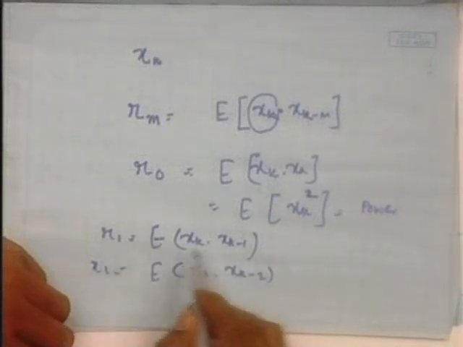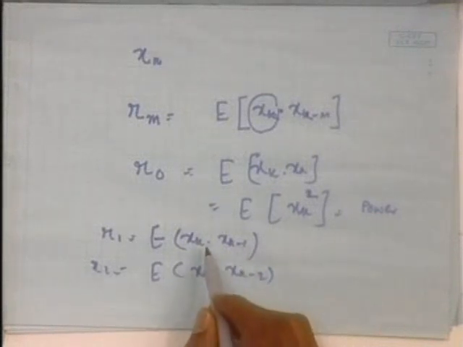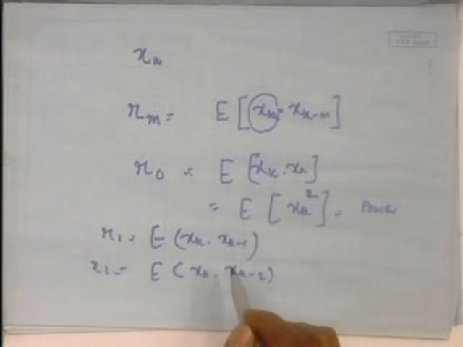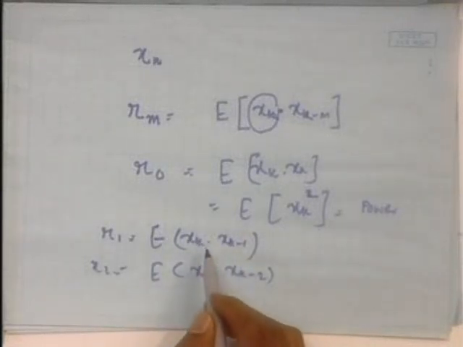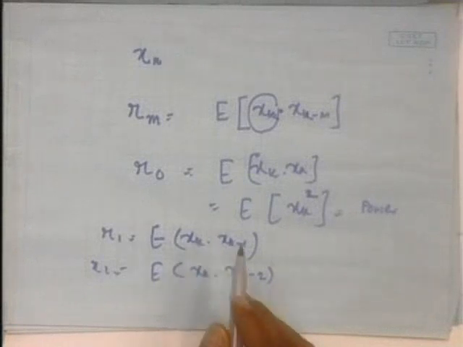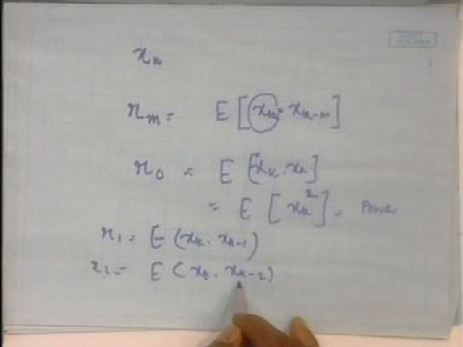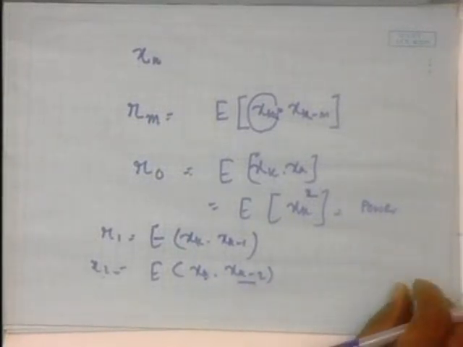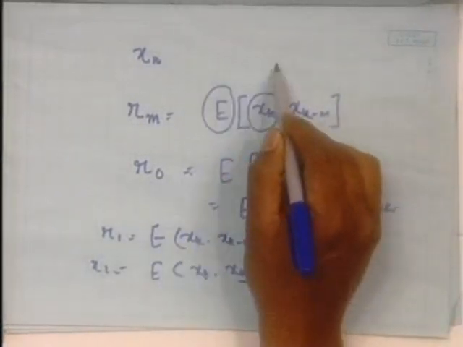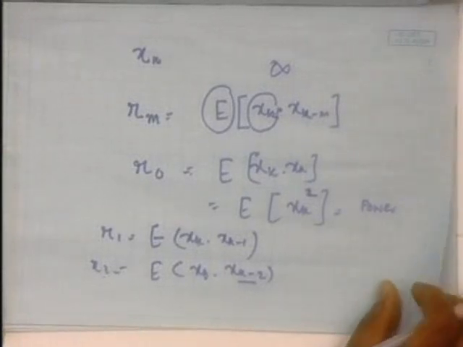So R1 gives you the correlation of the present sample with the immediate past, or the present sample with the immediate future. It is the same thing, because it could be xk into xk minus 1, or xk plus 1 into xk, it doesn't matter for all k. Similarly, R2 is the correlation between the present sample and the sample two steps in the past. To find the expected value, you need an infinite number of signal samples. There is a difference between mean and expected. Expected means it covers everything.